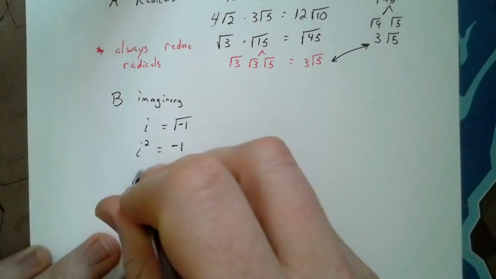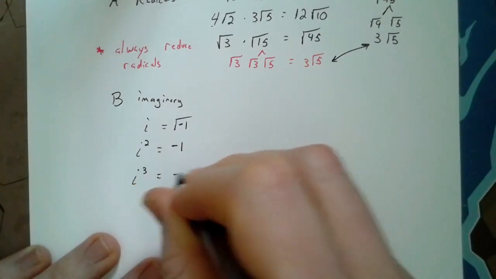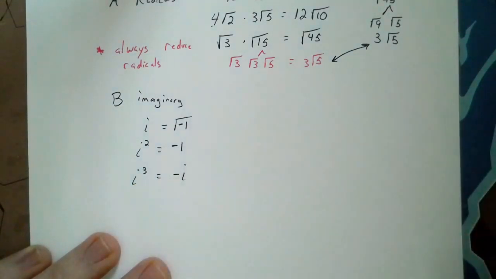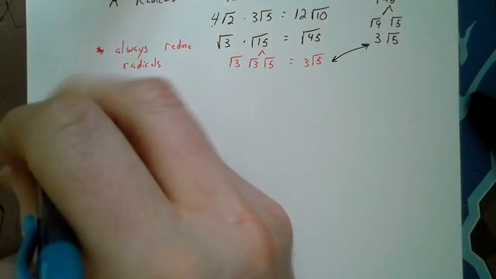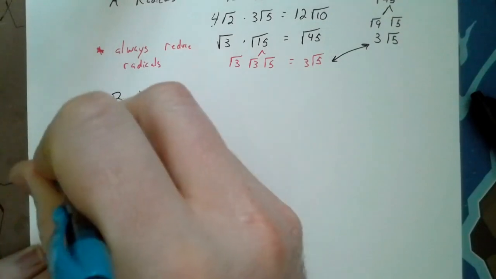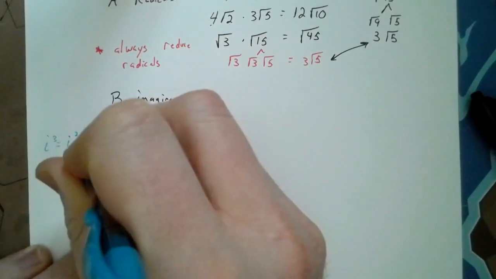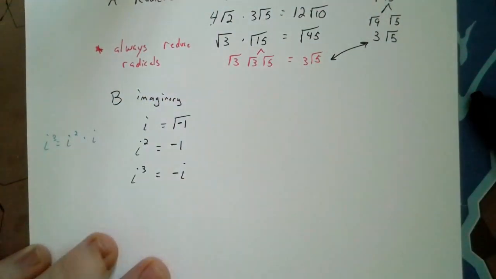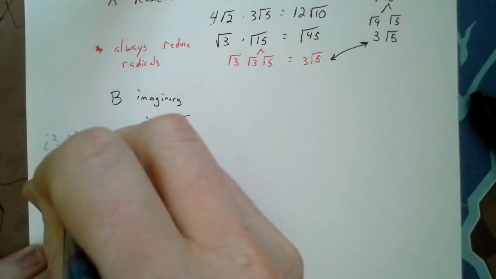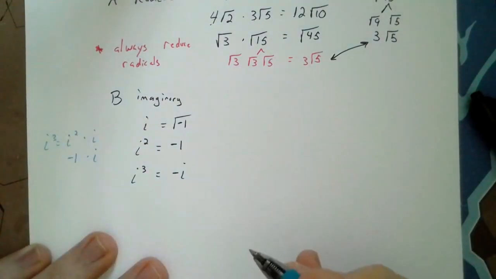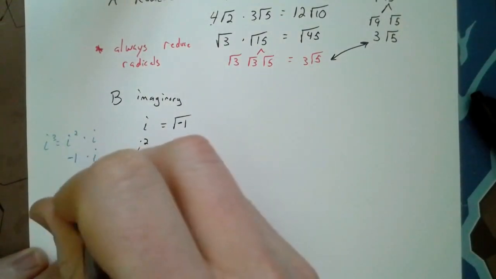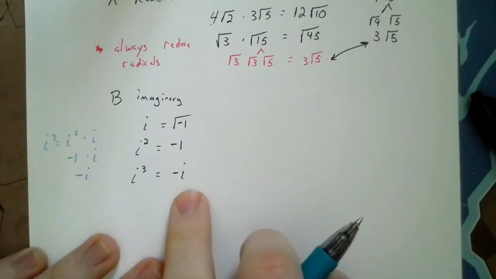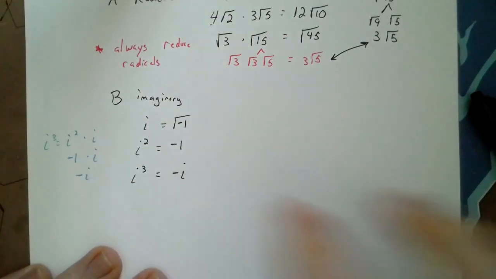Now i cubed is equal to negative i, right? And we think about why that happens. You kind of break down i cubed. Say, well, i cubed is equal to i squared times i. And we just saw that i squared is negative 1, so it becomes negative 1 times i. And we know that negative 1 times i is just negative i, right? So that's why i cubed is equal to negative i, okay?